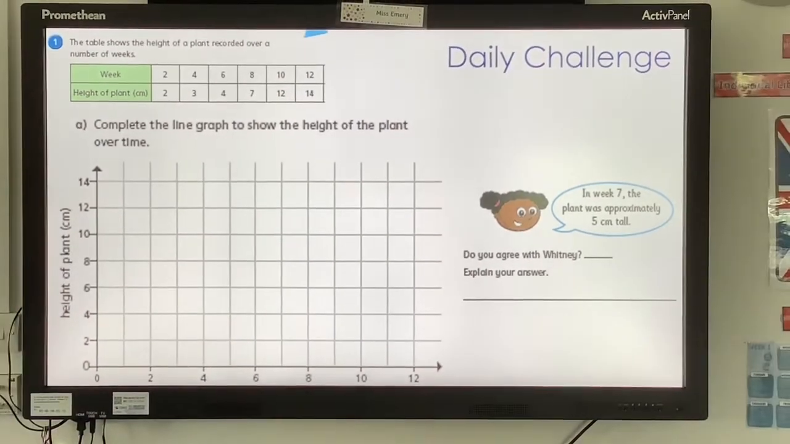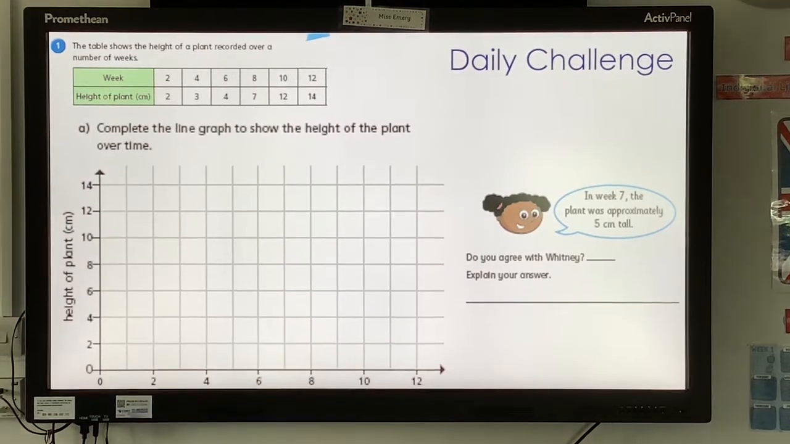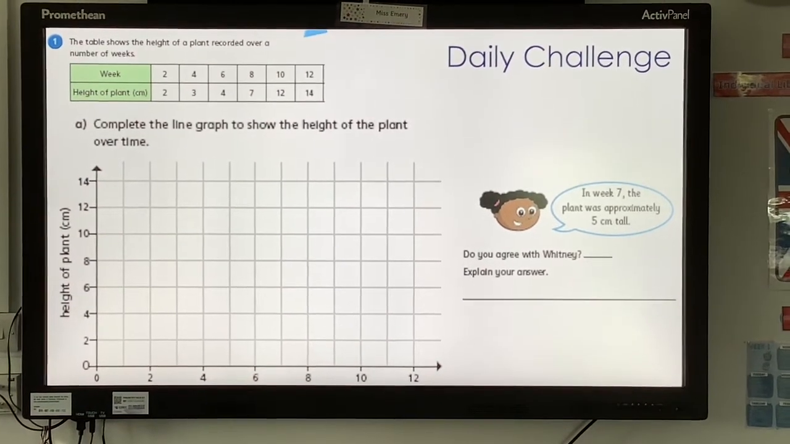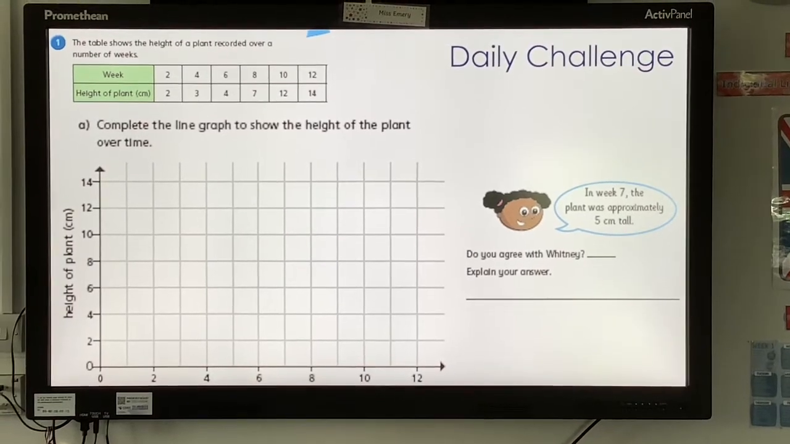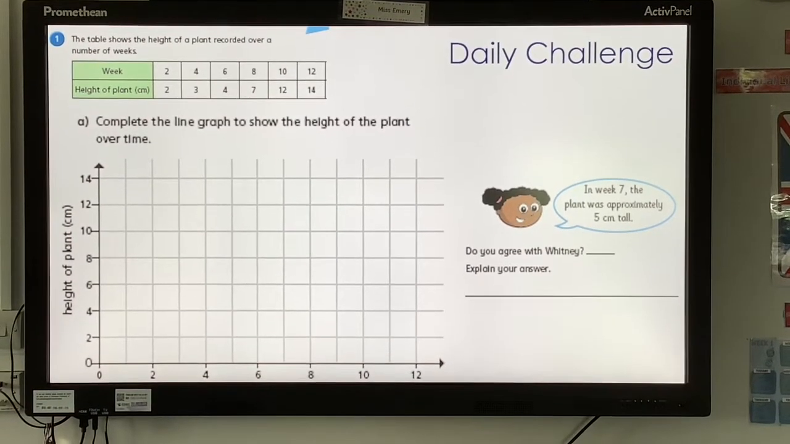Then, in week 7, the plant was approximately 5 centimetres tall. Do you agree with her? And explain. Don't go just yet. There's a second problem. Pause the video, have a go, and then come back.